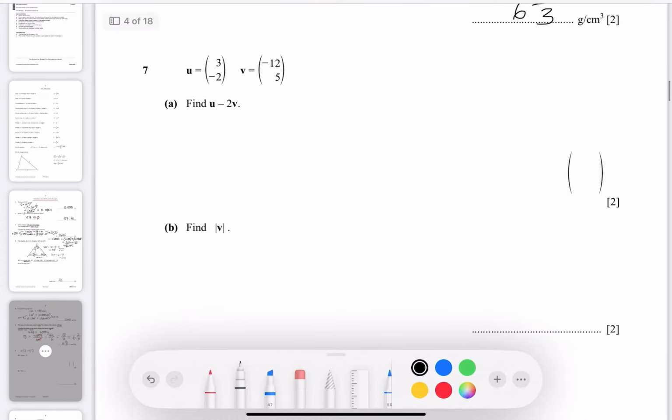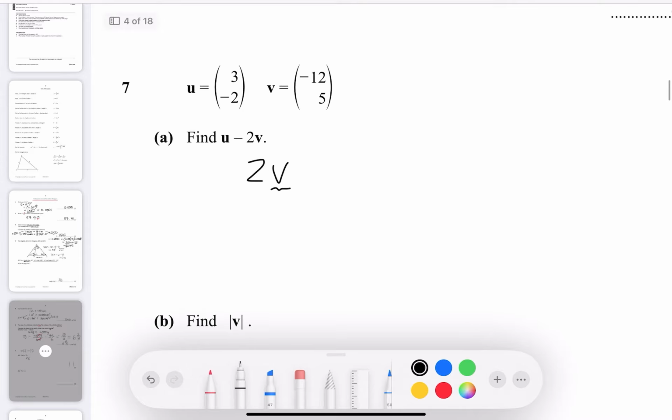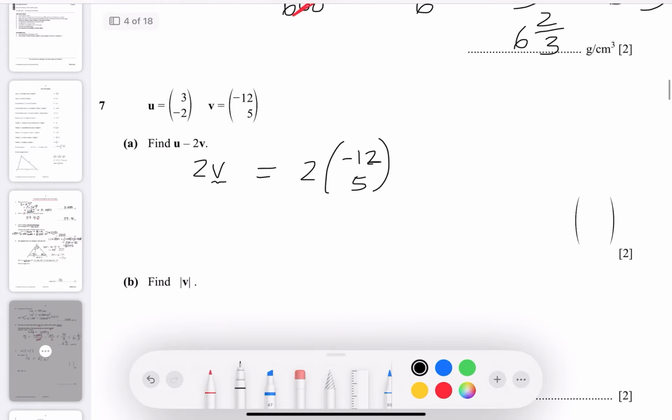Okay, now we have a vectors question. Find the vector u minus 2v. So what we do firstly is we find out what 2v actually is. And so the way we do this is just multiply each of the numbers in the vector by 2. So at the top, negative 12 times 2 is negative 24. And on the bottom is 10. So that's negative 24, 10, 2v.